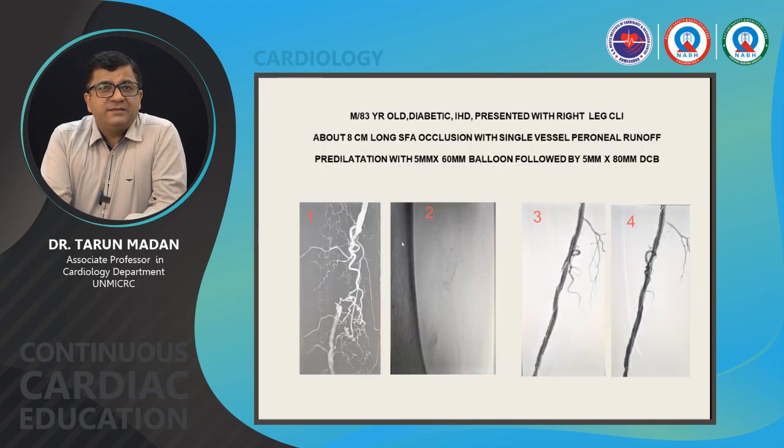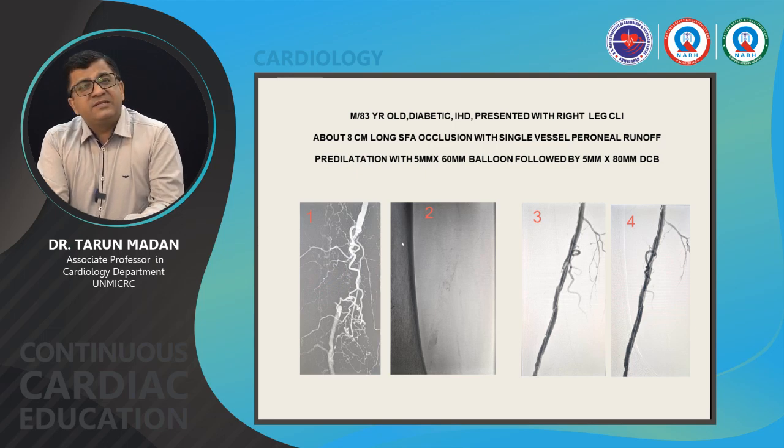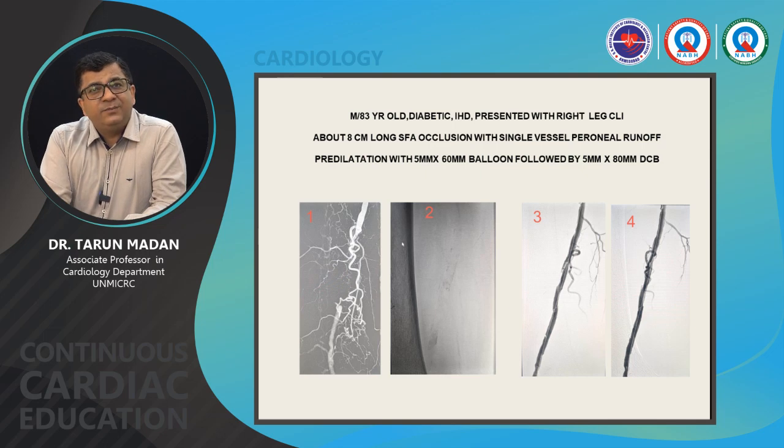This is a second case: an 83-year-old diabetic with a history of ischemic heart disease, presenting with right leg critical limb ischemia and a non-healing ulcer. There was an 80 mm long calcified femoral artery occlusion with single-vessel peroneal runoff. It was pre-dilated with a balloon in picture 2, and in pictures 3 and 4 we have deployed a 5x80 mm DCB. We have not used any stent because the flow was very good and there was no flow-limiting dissection.